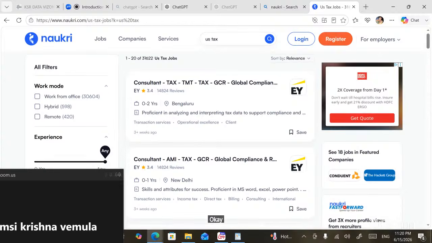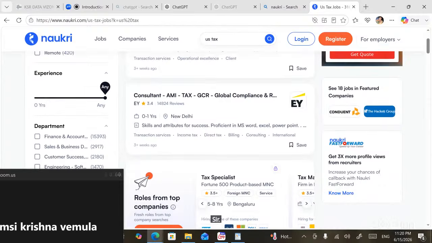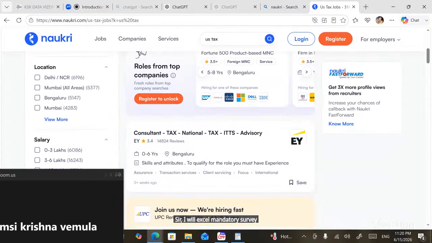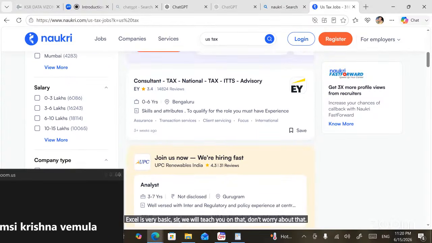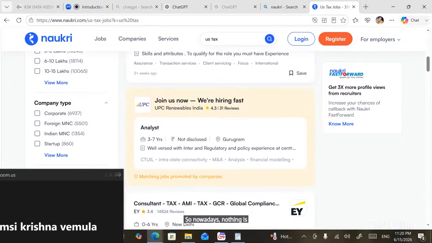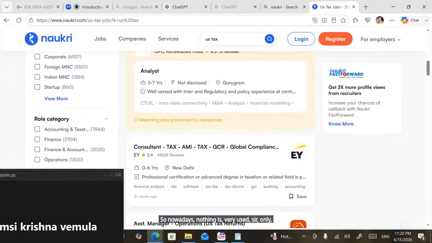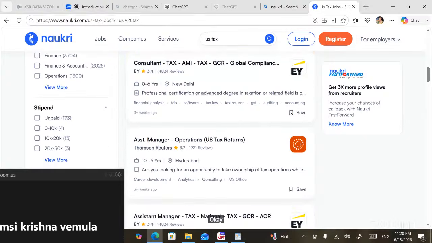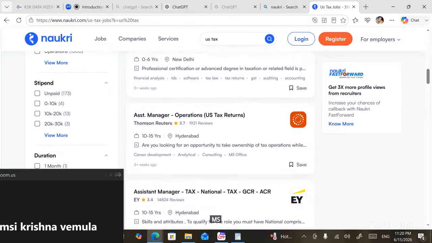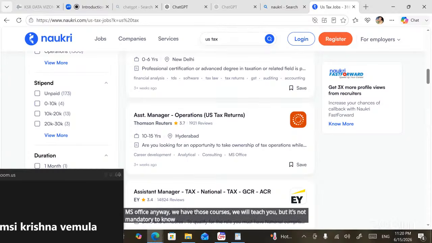Sir, is Excel mandatory? Excel is very basic, sir. We will teach you that. Don't worry about that. Nowadays nothing is very huge, sir. You just need to understand the concepts. MS Office, MS Excel, anyway we have those courses. We will teach you, but it's not mandatory to know a high level of Excel, just very basic Excel.